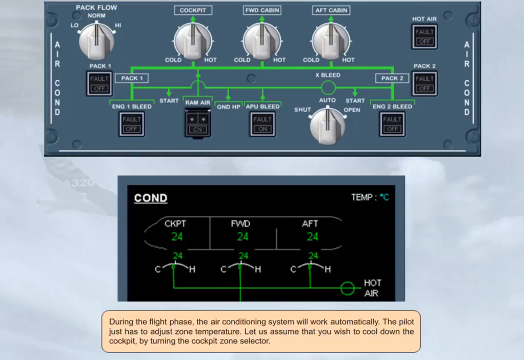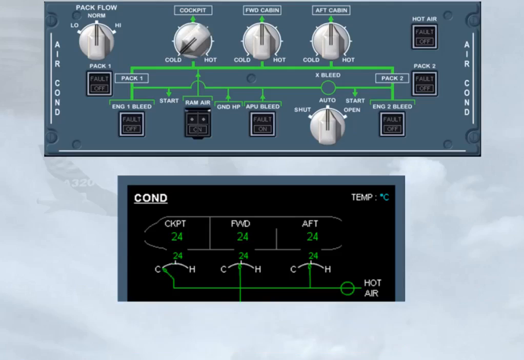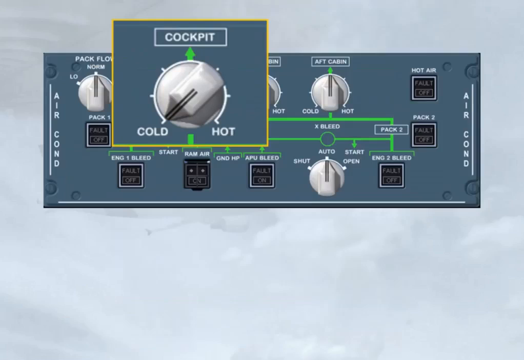During the flight phase, the air conditioning system will work automatically. The pilot just has to adjust zone temperature. Let us assume that you wish to cool down the cockpit by turning the cockpit zone selector. We have set a cockpit zone temperature of 18 degrees. Because a low temperature has been asked, the trim air valve will close, and the cool pack output will supply the cockpit zone. Note that each increment on the zone temperature selector scale is 2 degrees, which gives a selectable range from 18 degrees at cold to 30 degrees at hot.